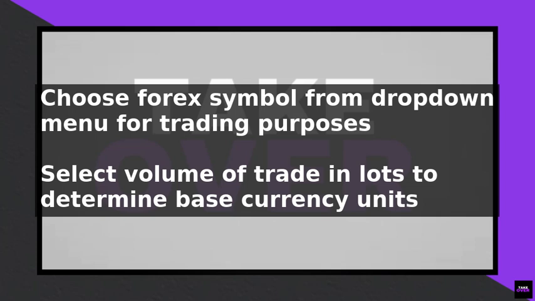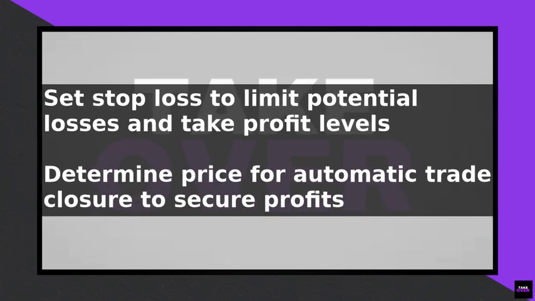You can choose from several types of orders, including market orders, limit orders, stop orders, and pending orders. A market order is executed at the current market price, while a limit order is executed at a specified price. A stop order is executed when the market price reaches a specified level, and a pending order is a combination of a limit and stop order.